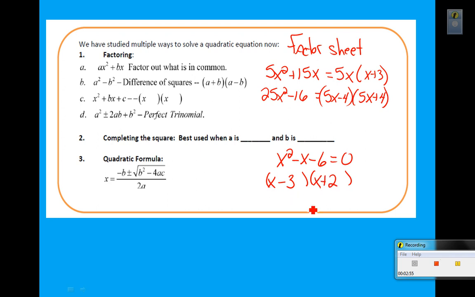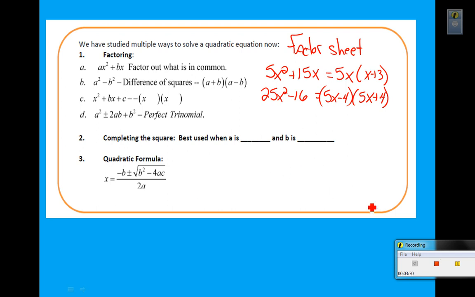And then the last kind that we're going to concentrate on in your flow chart there is the perfect trinomial. Remember, that's if the square root of the first number times the square root of the last number, doubled, equals the middle number. Kind of what we just did with completing the square. Now notice I'm going to leave off that hard kind of factoring that's on our flow chart, because if it's a hard kind of factoring, we're going to come straight to the quadratic formula.